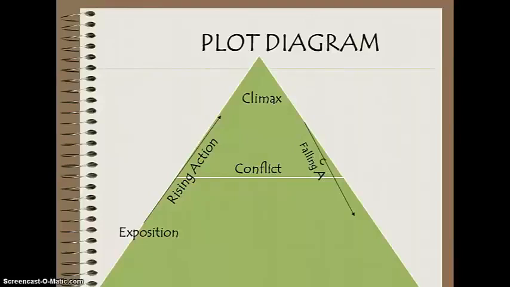The falling action comes after the climax and is when things start to fall off a little bit. It kind of tells you what's happened after the climax. And the resolution is how all of the conflicts have been resolved in the story. Sometimes they're solved, sometimes they're not. But it is really the way the story is wrapped up, the resolution.